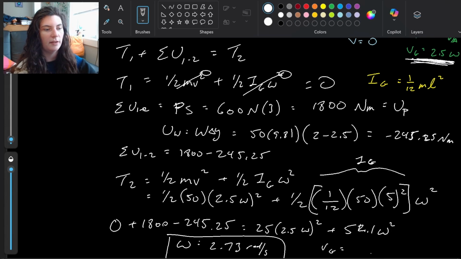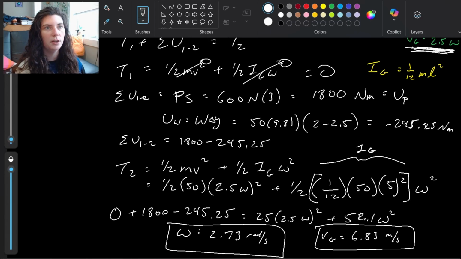Vg is 2.5 times omega. That would be 6.83 meters per second. Just if we were looking for one or the other or both, we could do both. So this is an example where we have to account for the fact that our kinetic energy has both of those components, right? With the general plane motion, it has a V and an omega. Velocity and angular velocity, both of those have to be captured in the kinetic energy.